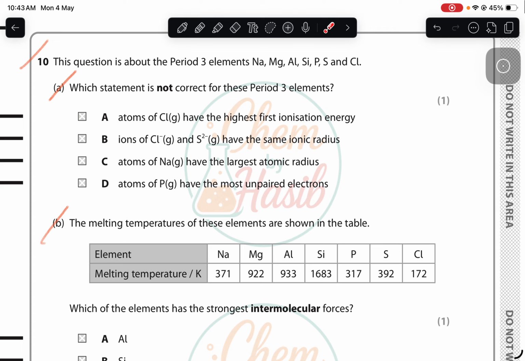B is incorrect, because the chloride ion and the sulfide ion have different ionic radii. These two ions are isoelectronic, and the sulfide ion is larger than the chloride ion, because it has a greater negative charge. There is greater repulsion in the sulfide ion compared to the chloride ion, and that is why the sulfide ion has a much larger radius than the chloride ion. So the answer to question number 10 must be B.